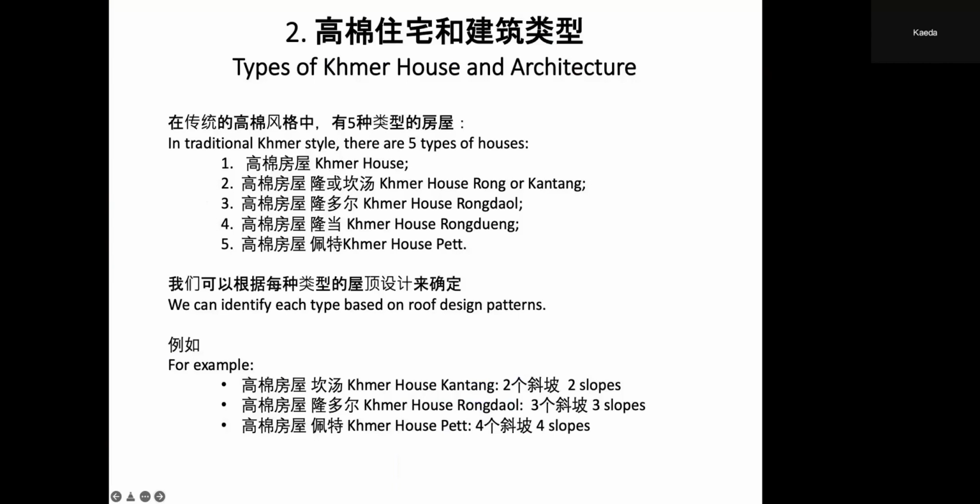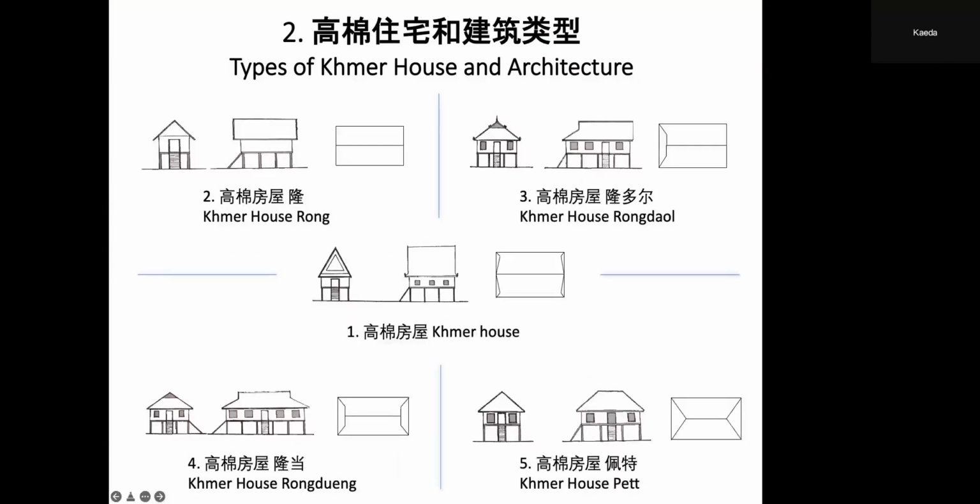As you might see in the picture, these 5 types of Khmer house are created by the type of roof. So number 3, the Khmer house run down, which is the most popular one, has 3 slopes. And this type of house is built for high ranking or high position in society.